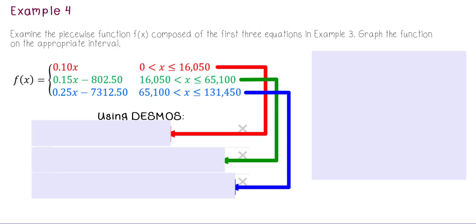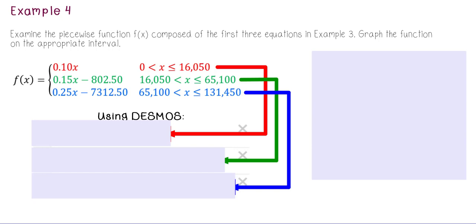In this last example for Unit 6 Learning Set 2, we're going to look at how to graph a piecewise function using Desmos. So the first thing we do is let's look at each line of our piecewise function and how we put it into Desmos.